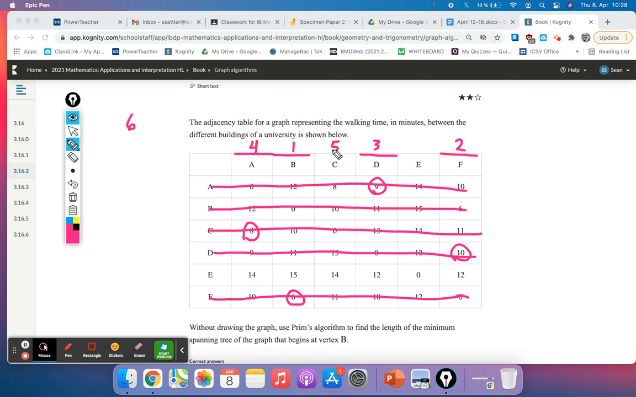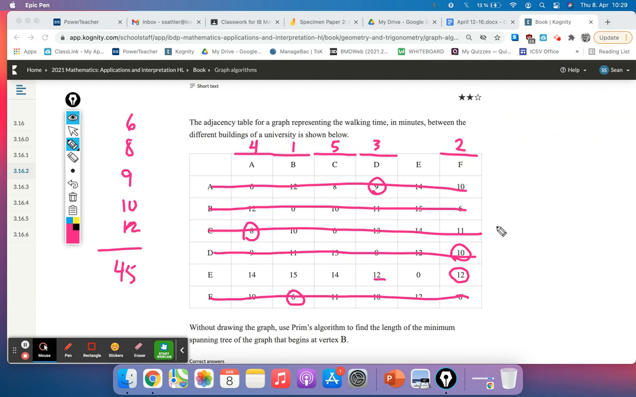I put a 5. Now I can include the C column, but C has a 14, and that's not the lowest one. There's only one row left, so I just pick the lowest number, which is 12, and I can choose either one of these. It doesn't matter. So now I add all these numbers up. 6 plus 8 plus 9 plus 10 plus 12 is 45.